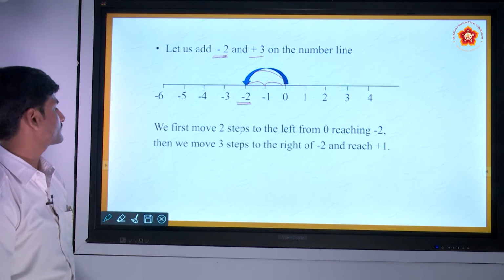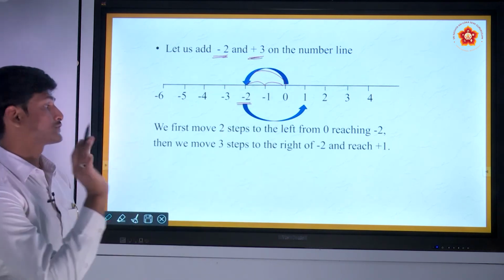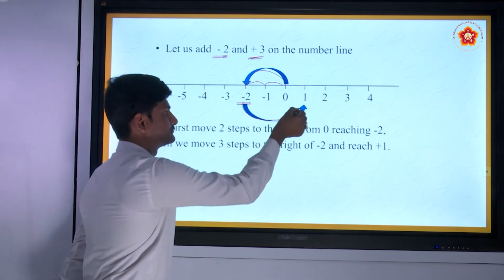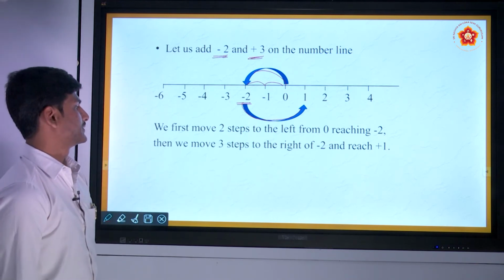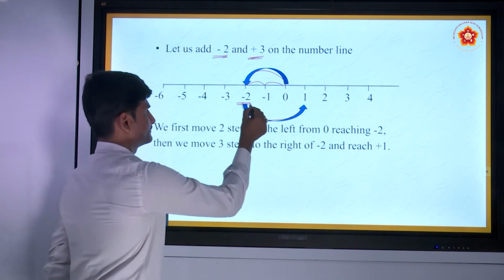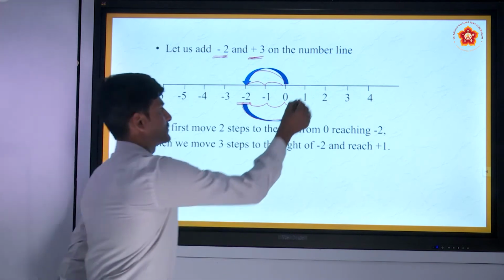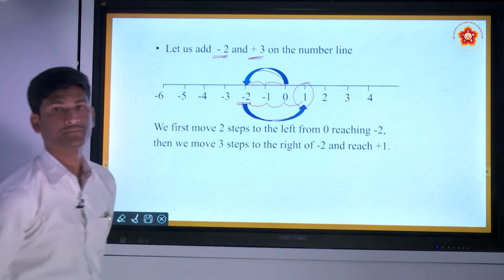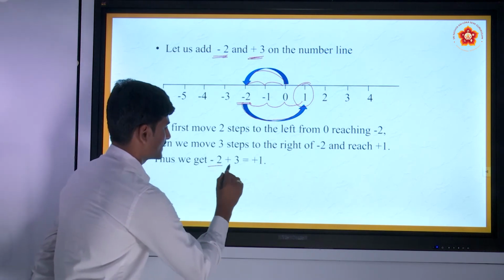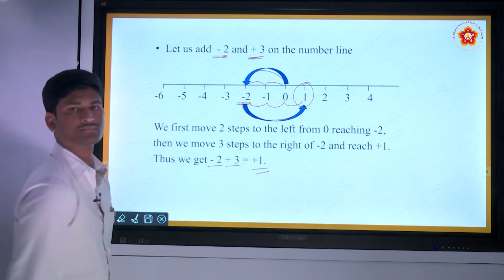And then we move plus 3. 3 steps to the right of the minus 2, right? 3 steps to the right of the minus 2, 1, 2, 3, reaching plus 1, okay? Then we get minus 2 plus 3 is equal to plus 1, right?